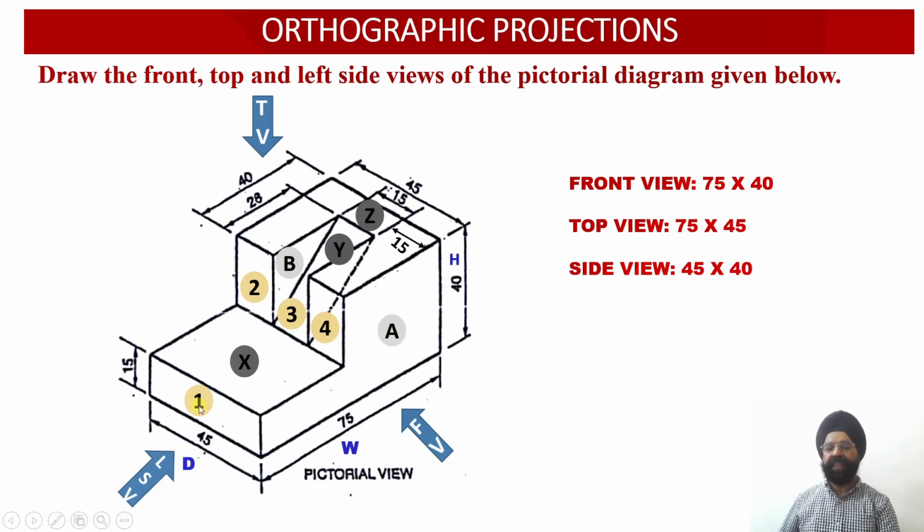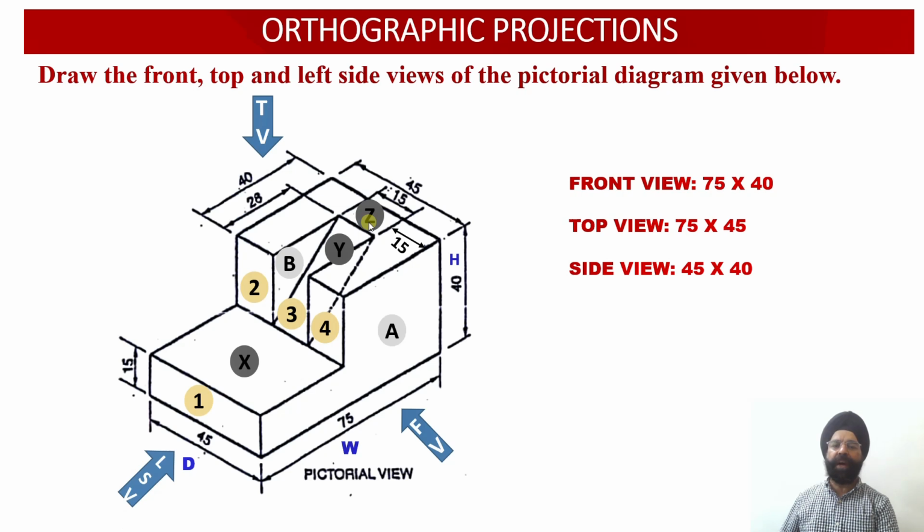Then this is the left hand side view. There are going to be surface 1, surface 2, surface 3 and surface 4. These four surfaces will be visible to us as we are looking at the solid from the left hand side. Then when we are looking at the solid from above, in the top view the surfaces which will be available have been marked as X, Y and Z. These are the three surfaces which will be visible to us.